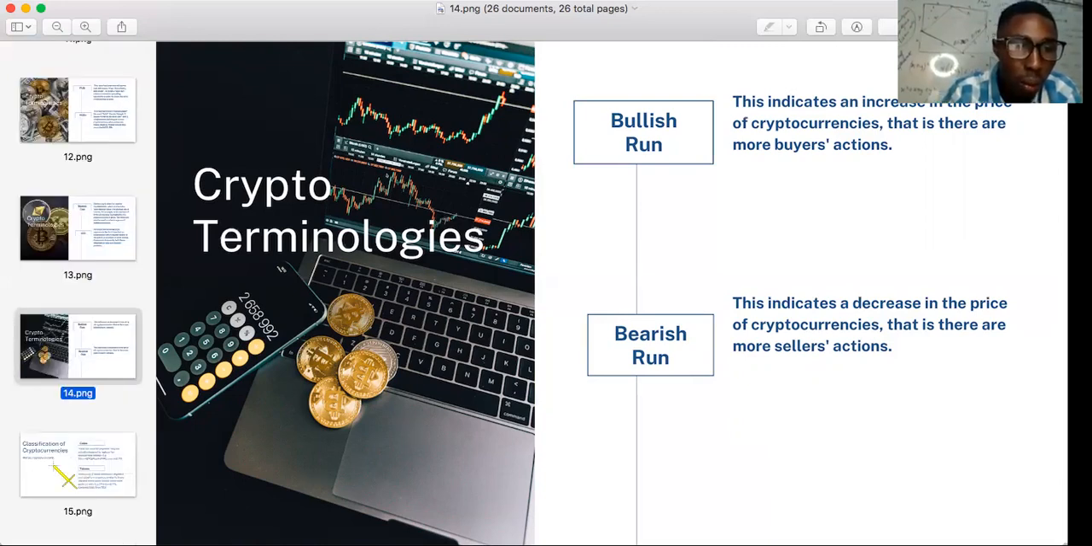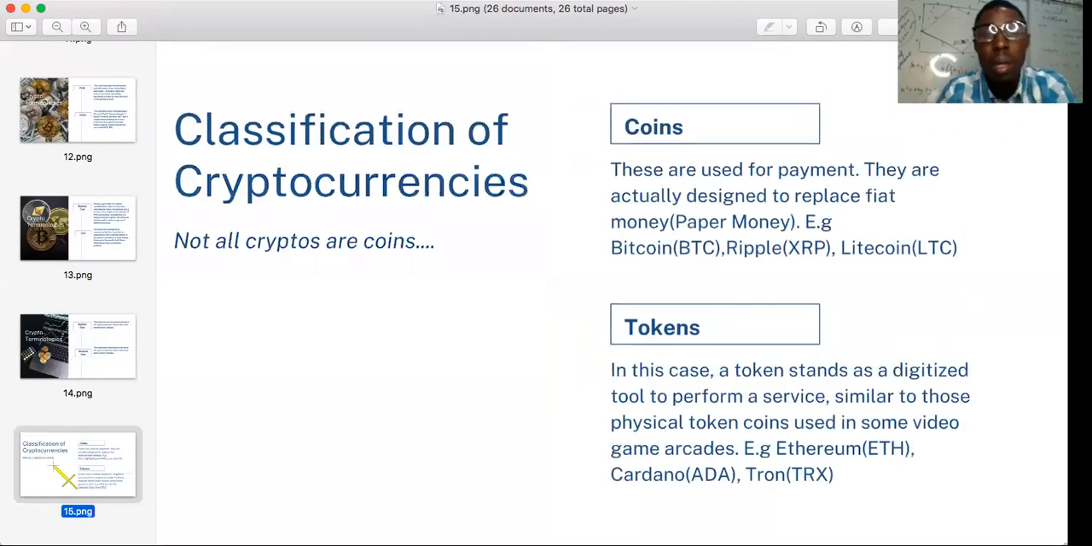Now, classification of cryptocurrencies. Not all cryptos are coins, so there are different classifications of cryptocurrencies. We have the coins, we have the token, we have the NFT, and there's a current one that's actually trending known as the Metaverse coin, but there are still others. You have NFT, you have DeFi. So let's start with the first classification, coins.